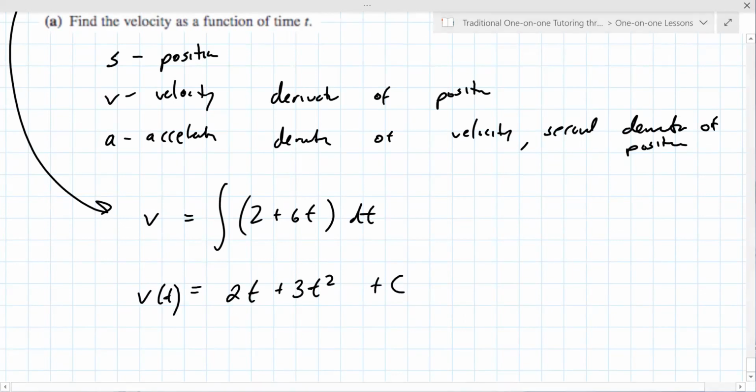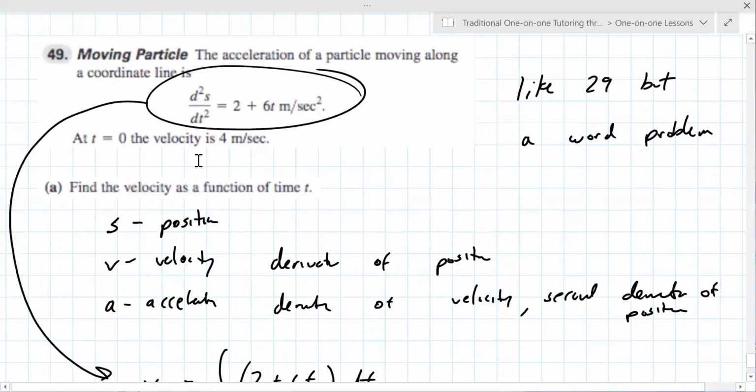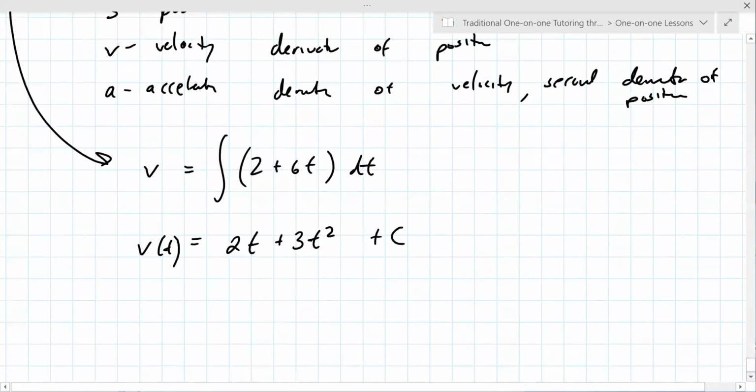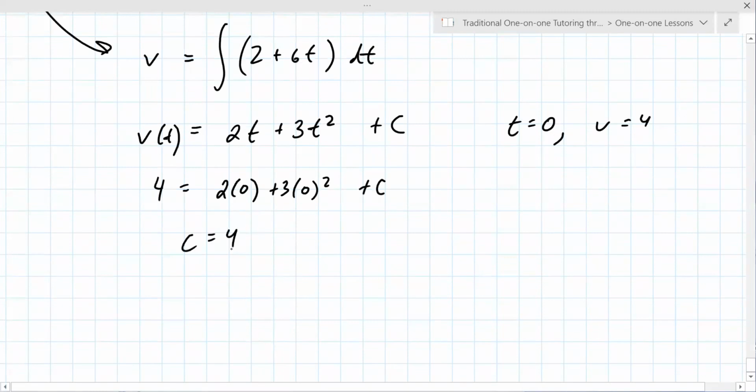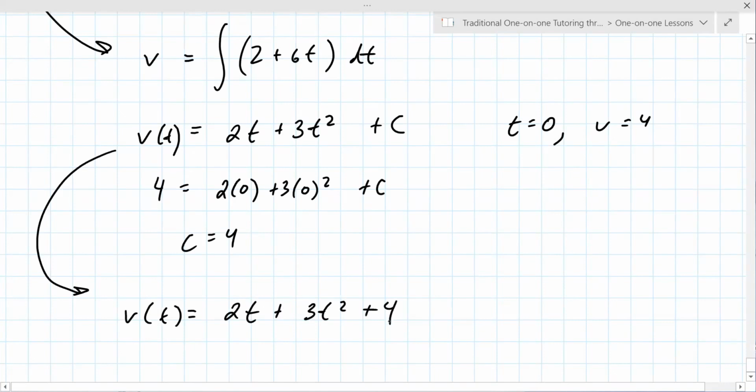Okay. And then you're given an initial value. You're told that the initial velocity is 4. It says when t equals 0, velocity equals 4. So 4 equals 2 times 0 plus 3 times 0 squared plus c. So c equals 4. So you go back to this line right here. V of t equals 2t plus 3t squared plus 4.